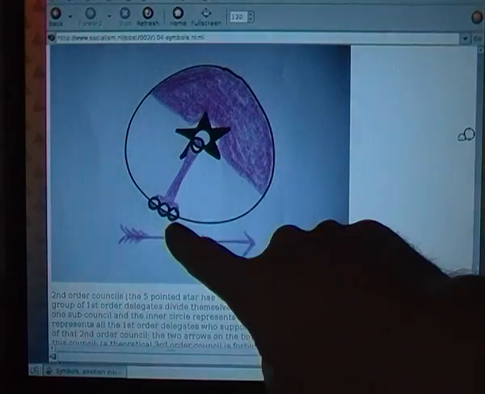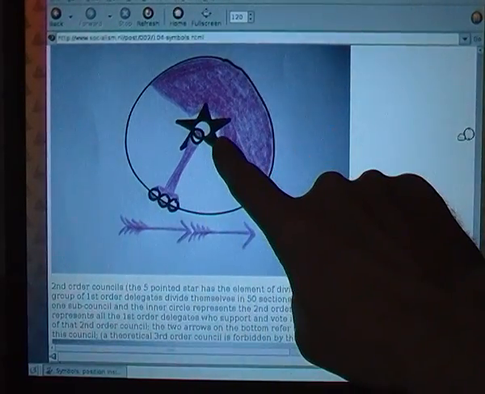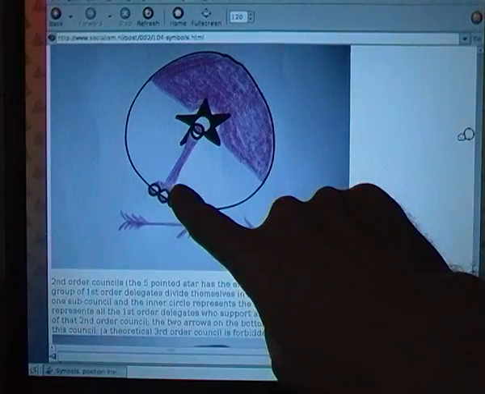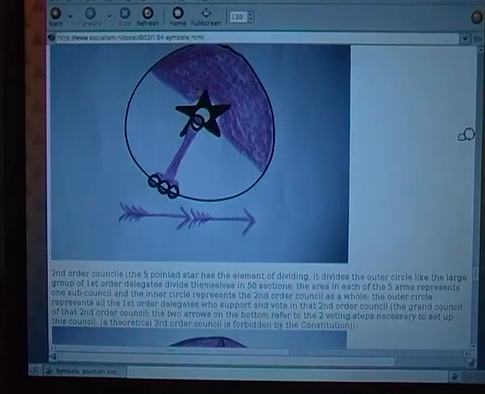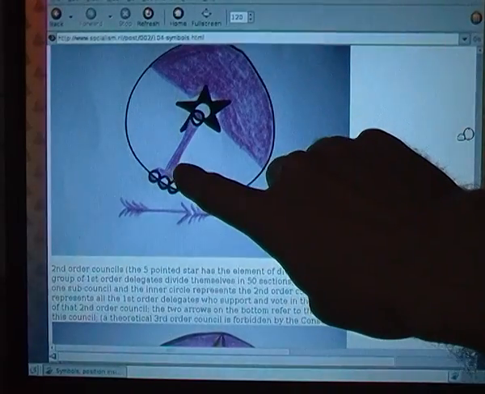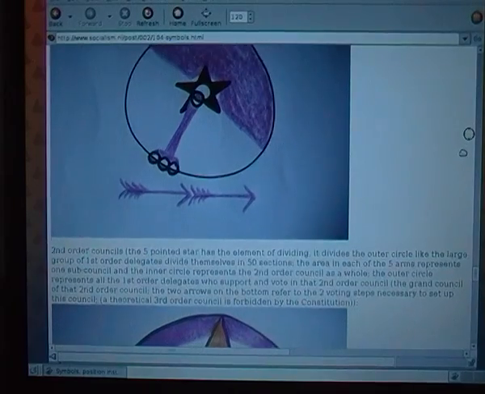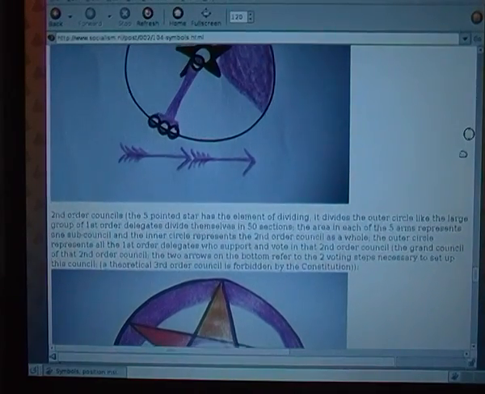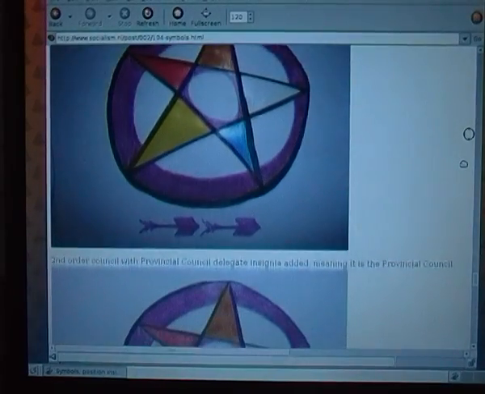There would be 50 or more of these delegates groups for each twice elected council. The width here is roughly 1/50th of this circle. This width here. Then this is a twice elected council.